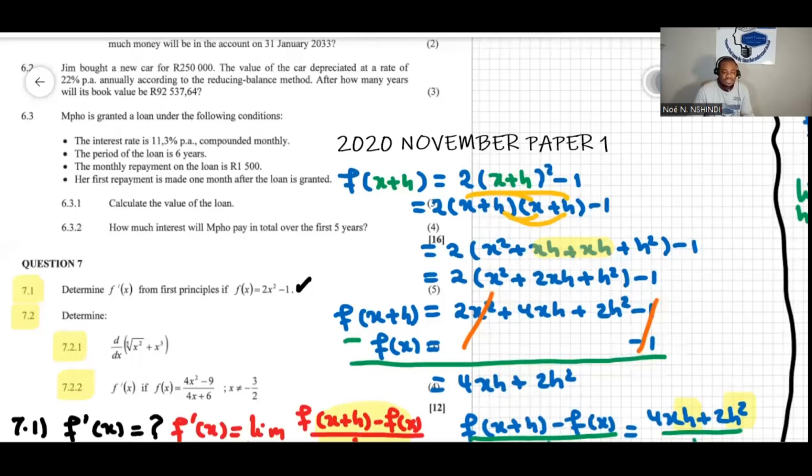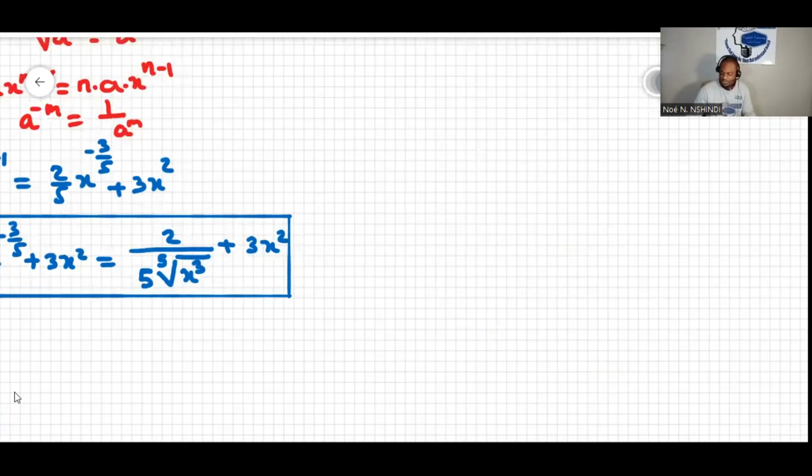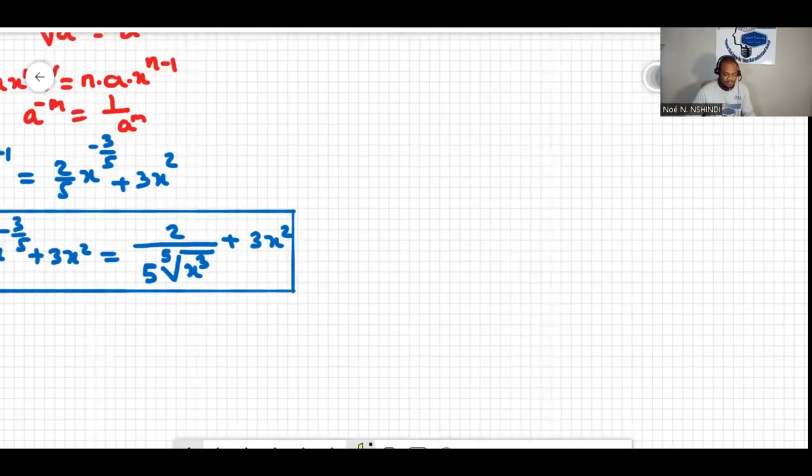7.2.2 says that f prime of x, if f of x is equal to 4x squared minus 9 over 4x plus 6, and also x is not equal to negative 3 over 2. It's different than negative 3 over 2. Now let's move the board like this.